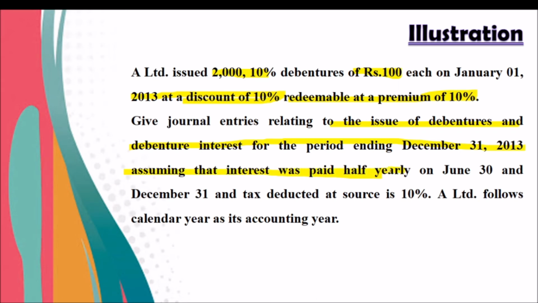So that means interest is given to the debenture holder every year 2 times. Half yearly means 2 times, on June 30 and December 31st. On that particular date, the company is giving interest to the debenture holders, and the tax deducted at source is 10%. The tax given for the government is 10%. We have to write the journal entry for the company.